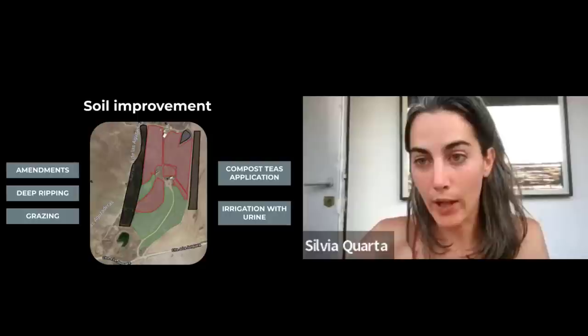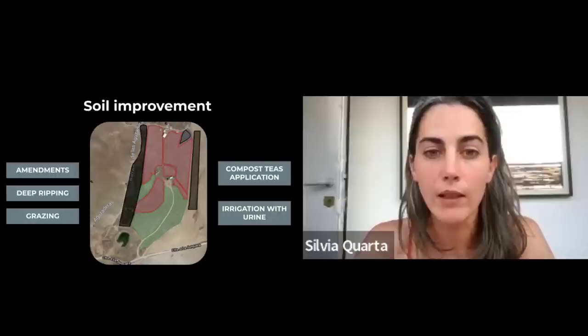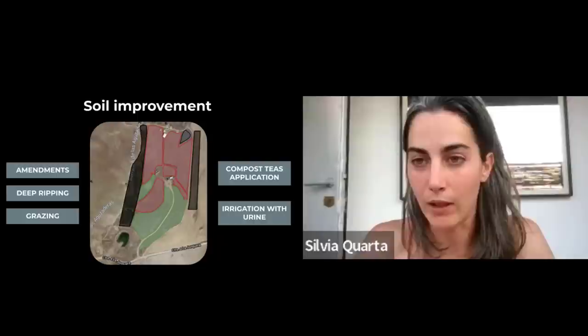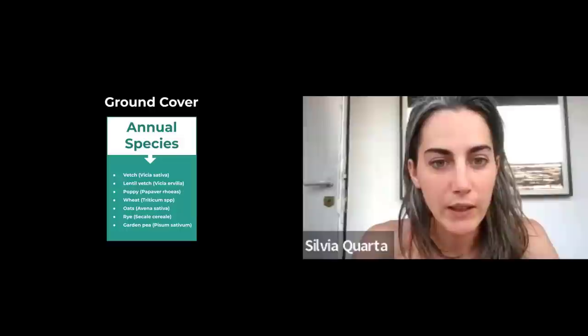So you see in green the areas where the compost was added, and in red more or less the areas where the pellets were added. So we're also trying to keep track of what we do where, so that basically we can monitor what's happening and understand why it's happening and what we want to do next. We can move forward.